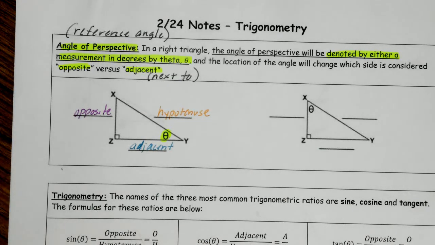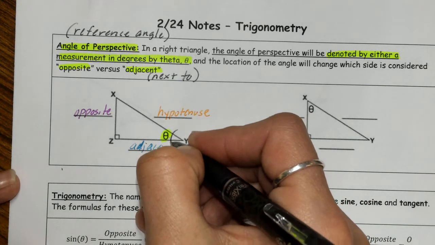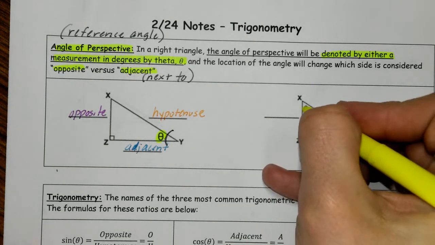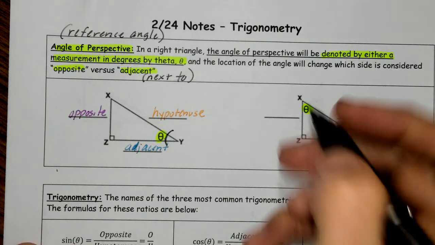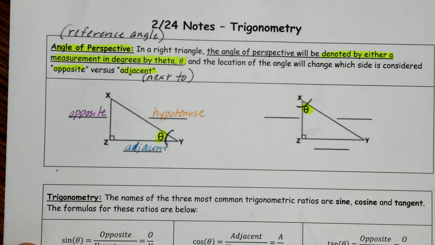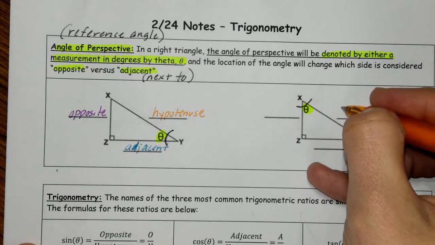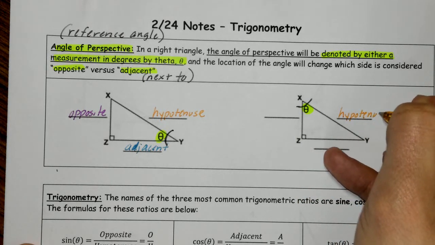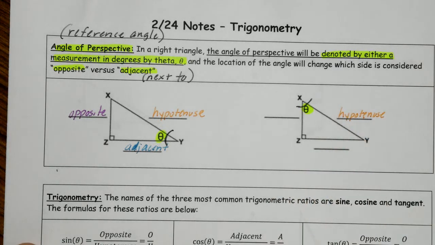When we change locations of the reference angle, and you'll notice in my notes I always put this little arc right here saying that's my reference angle. If we look at the other triangle, our reference angle has changed. Now our reference angle is up here at angle X. Again, your hypotenuse will always be in the same place. It will not move. Your hypotenuse is going to be crossing that 90-degree angle.